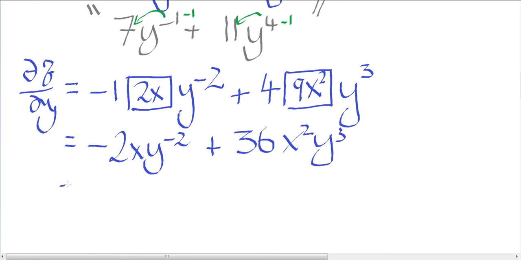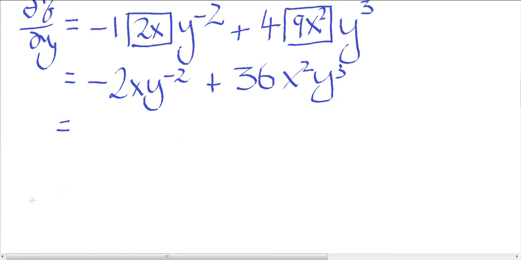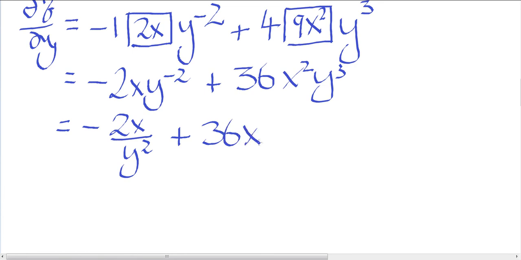And again, don't be afraid that just because I took the y away from the bottom of the fraction, put it back down to the bottom again. So we have 2x on the top and y squared on the bottom. Plus, and nothing more to do here, 36x squared, y cubed. And that's the two partial derivatives.